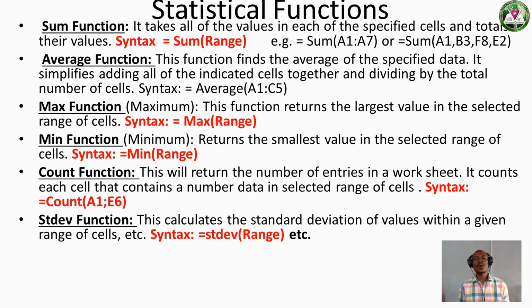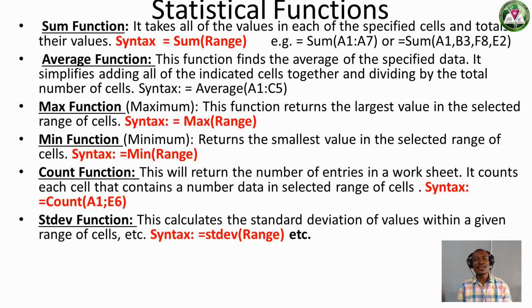This function takes all of the values in each of the specified cells and totals their values. That is, if you have 5 students, assuming you are trying to compute a result, and they offered maybe 10 subjects, you are trying to compute their scores in all the 10 subjects. The sum function will help you to total their scores. Instead of using your calculator to press 1 plus 2 plus 3 plus this plus that, the sum function would help you to do it faster.